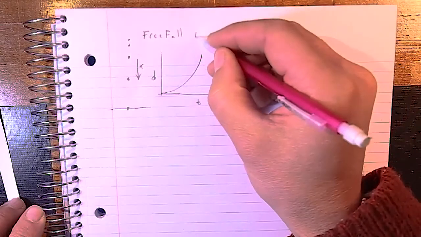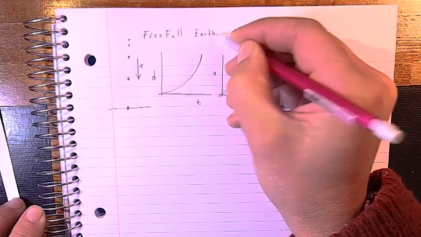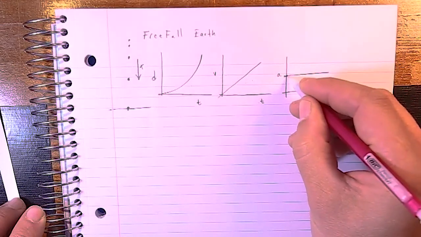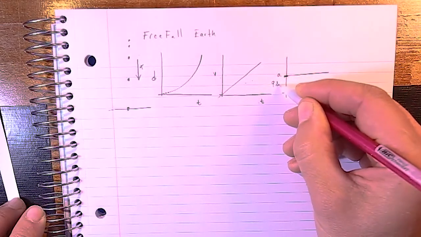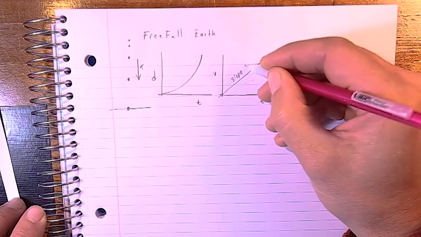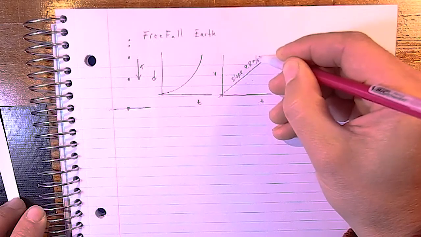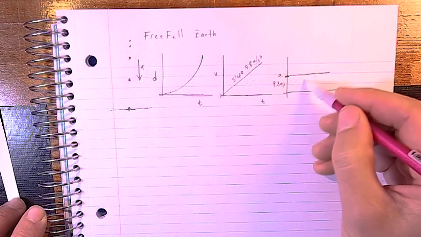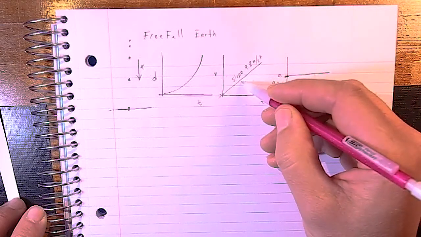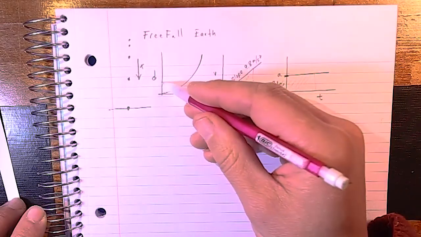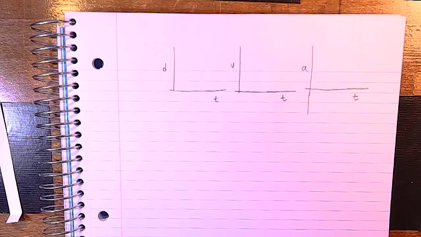Now, if this was on Earth, then the value of this line would be exactly 9.8 meters per second squared, which means that the slope of this line would be also 9.8 meters per second squared. Working backwards, the area of this graph would be the change in velocity, and the area of this graph would be the displacement. This is probably the most difficult of all the problems.